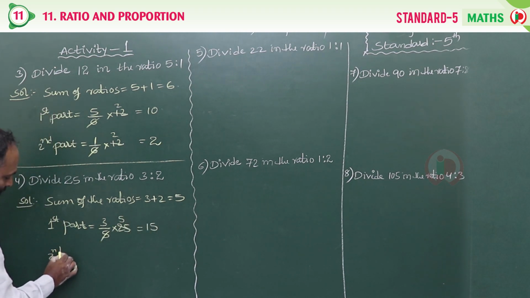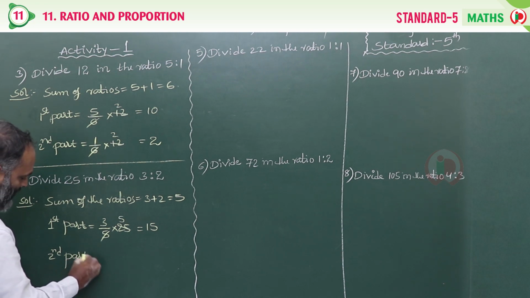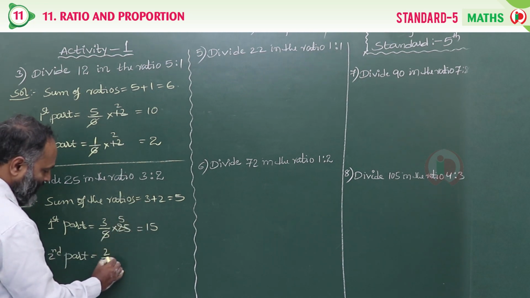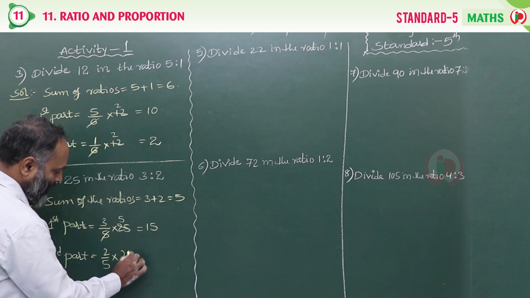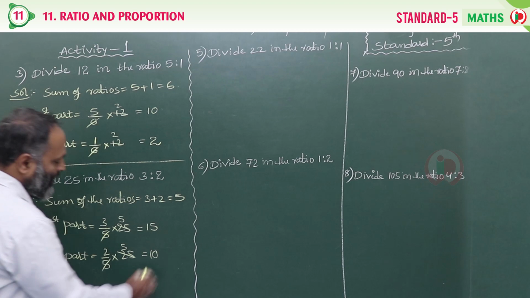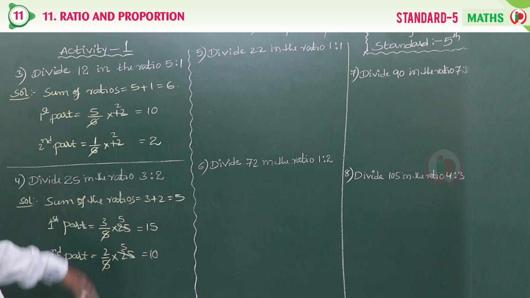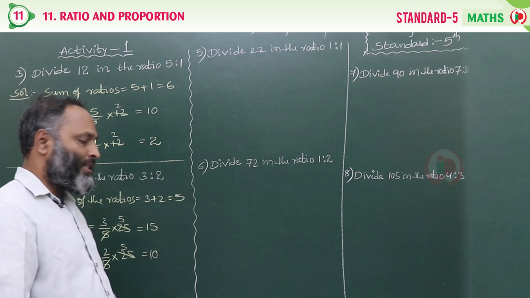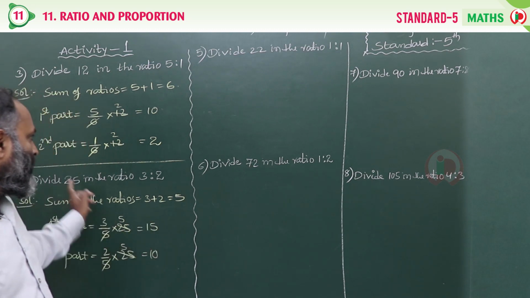Second part, then how to find the second part? That is the second ratio by the total ratio into 25. 5 ones are 5, 5 fives are 25, so 2 fives are 10. So these are our two parts of this 25. First part is 15, second part is 10. If we add both again, you'll get 25 only.